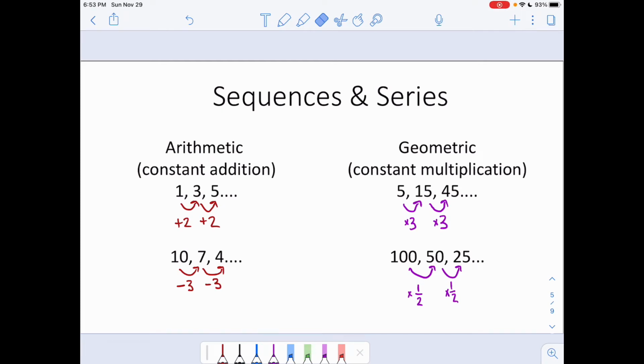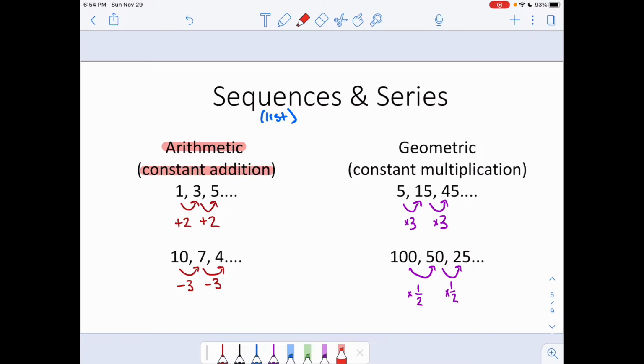Today we're going to learn about sequences and series. A sequence is simply a list of numbers. And there are two ways that we're going to categorize them. The first kind of sequence or list is an arithmetic sequence. Those are lists of numbers whose pattern is one of constant addition.